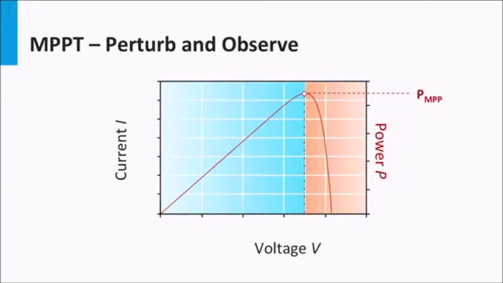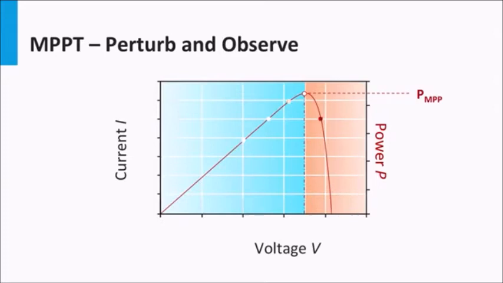We start first with the Perturb and Observe, or P&O, algorithm. In this algorithm, a perturbation is provided to the PV module or array voltage. This would translate to an increase or decrease in power. If an increase in voltage leads to an increase in power, this means that the operating point is to the left of the maximum power point, and hence further voltage perturbation is required towards the right to reach the maximum power point.